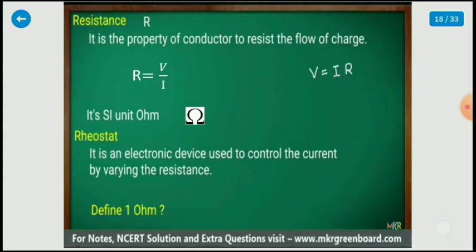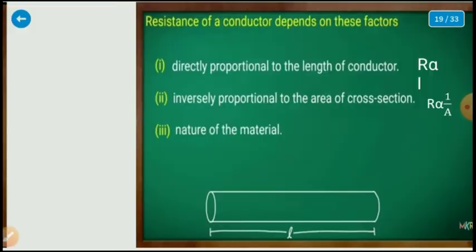A rheostat is one of the pieces of equipment, an electronic device used to control the current by varying the resistance. So we use the rheostat to vary the resistance, and it is also called a variable resistor. And let's define the ohm, 1 ohm.